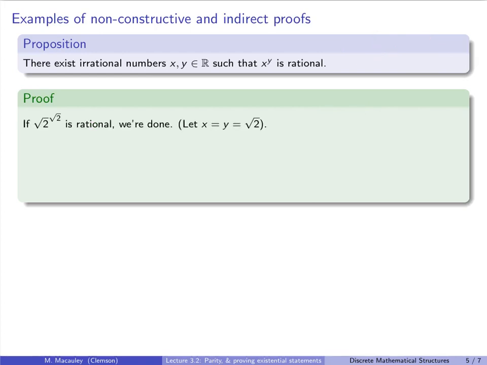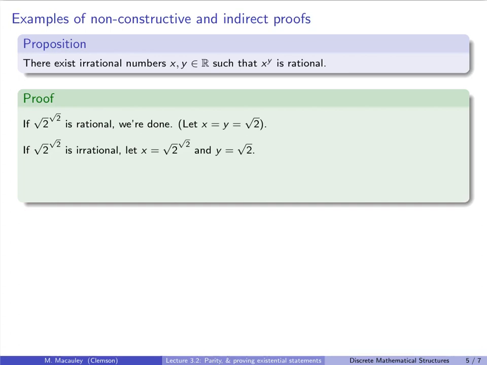Okay, so how does this work? First, if root 2 to the root 2 is rational, then we're done. In this case, x and y are just root 2. Now, I don't know if this is rational. I don't know how to check that. It certainly doesn't seem like it should be rational, and I would bet money that it's not. But again, I wouldn't bet a ton of money. So if it's rational, we're done. Let's assume that it's not rational and see how to deal with that case.